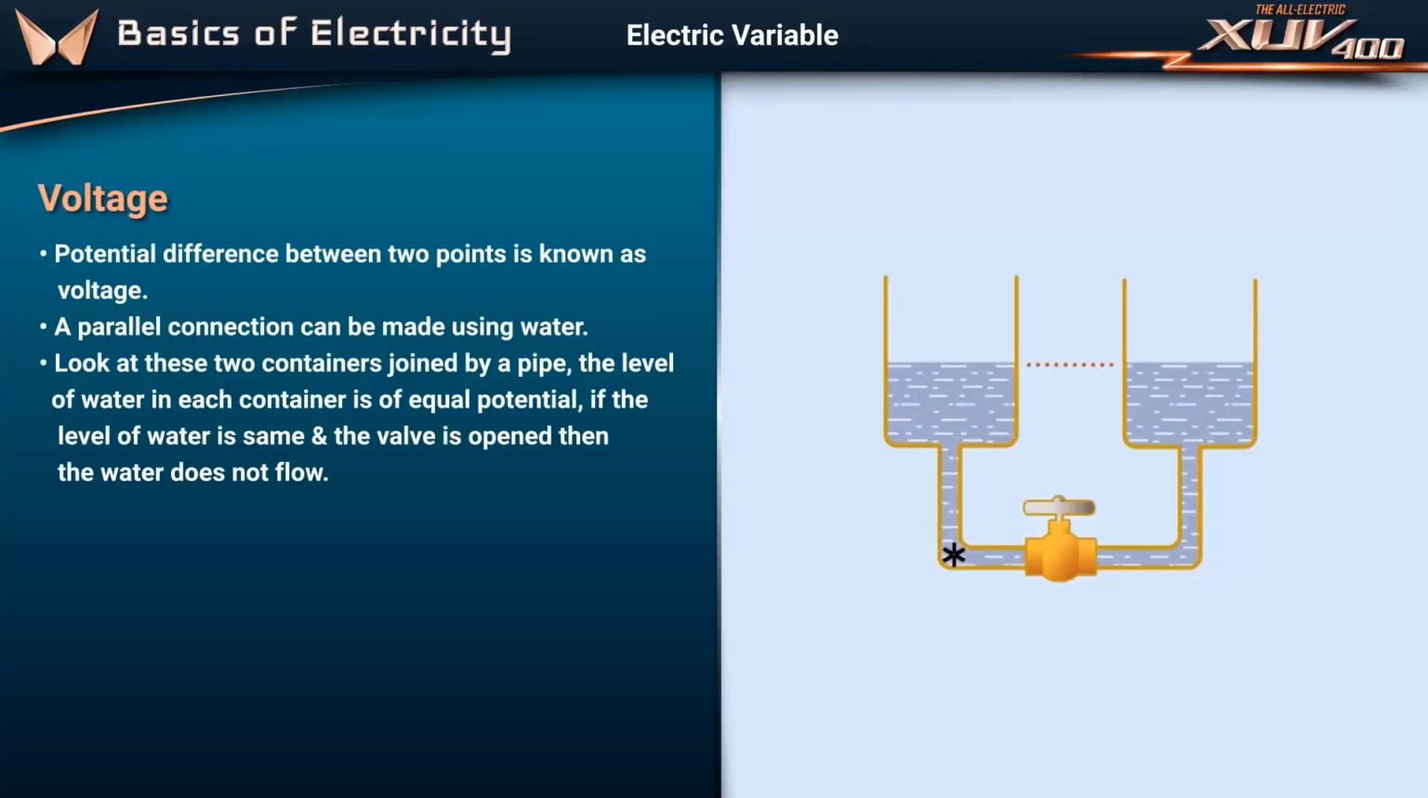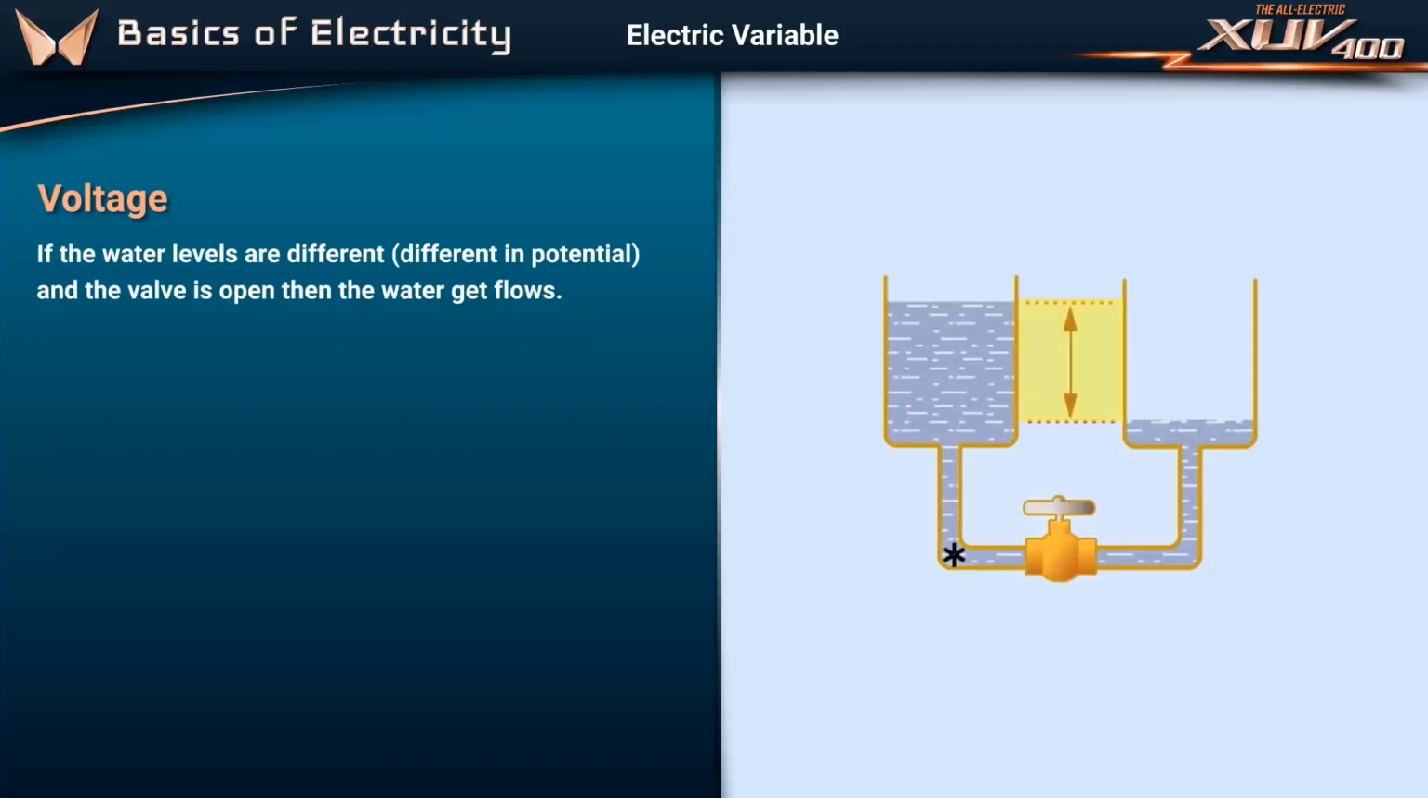Voltage. Potential difference between 2 points is known as voltage. A parallel connection can be made using water. Look at these two containers joined by a pipe. The level of water in each container is of equal potential. If the level of water is the same and the valve is opened, then the water does not flow. If the water levels are different and the valve is open, then the water flows.